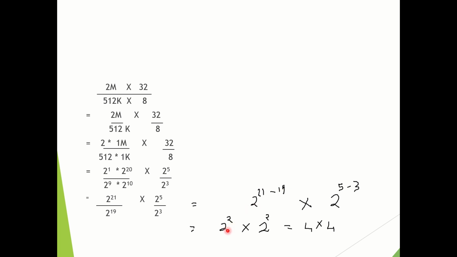So we will get 2 squared as rows. That many rows of that chip are needed. 2 to the power 5 minus 3 is 2 squared. That many columns we need. So the result is 4 by 4. So how many chips are needed? 512K by 8 chips are needed to create this much memory. We need to arrange these chips in 4 rows and 4 columns.